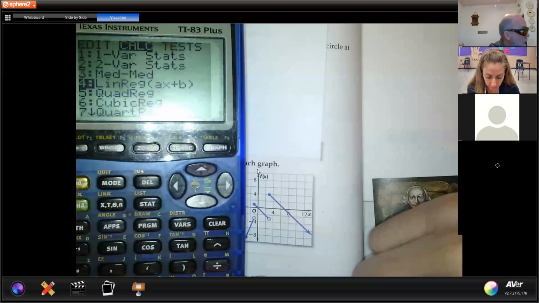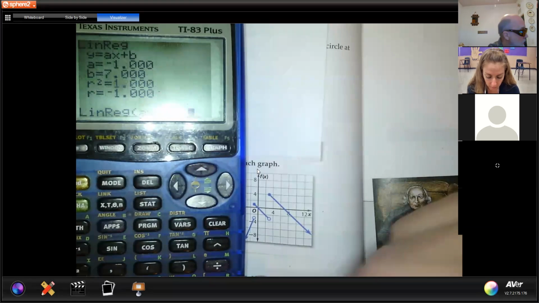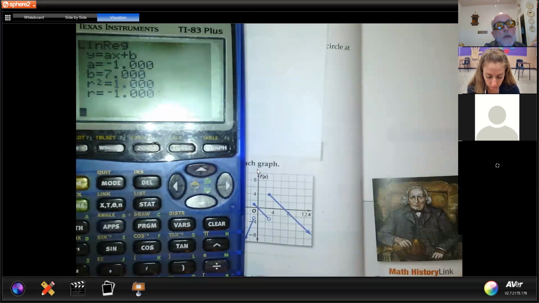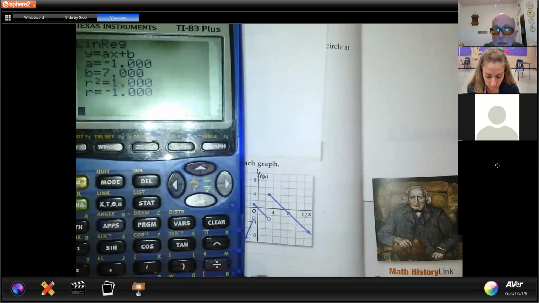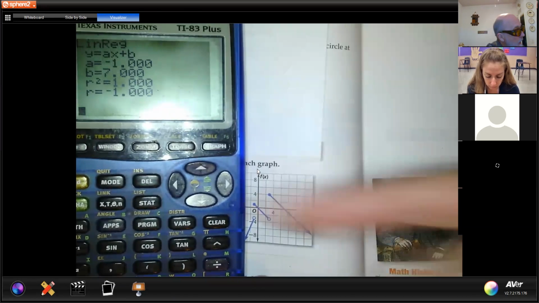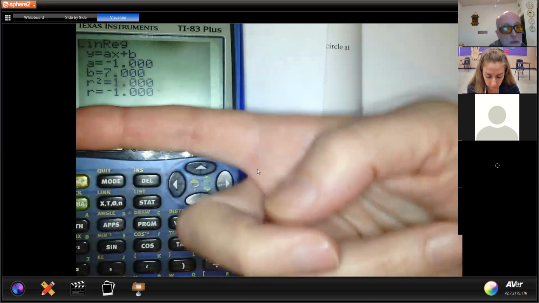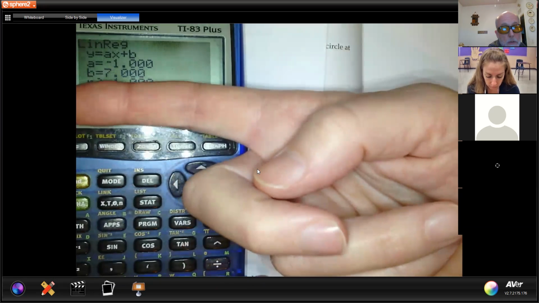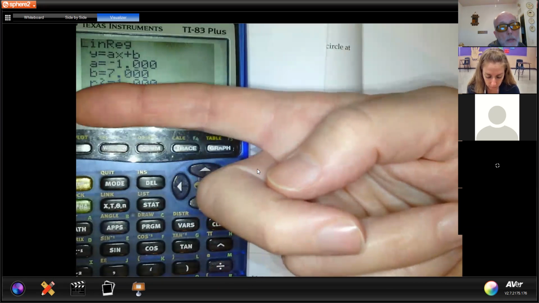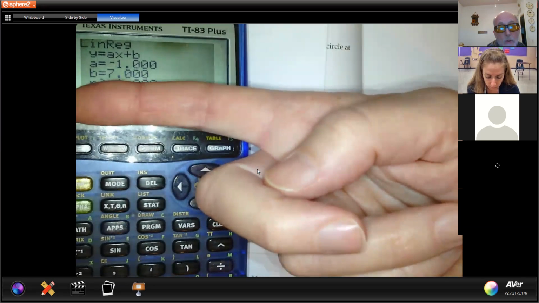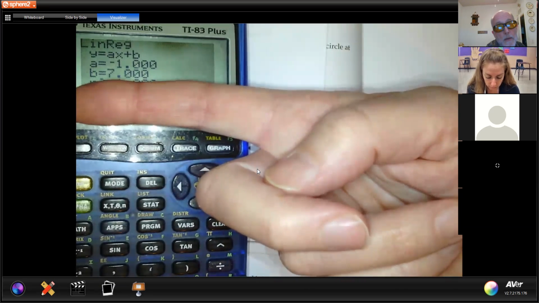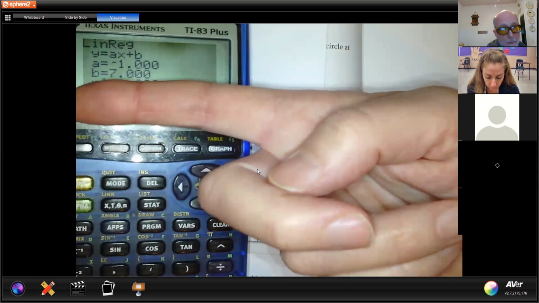Like I said, I have to hit enter twice. Okay, I hit enter twice. It tells me the equation of the line. Now my calculator has extra stuff on it, this R business. You don't need the R business. You just need the A and the B. Look what it says, Y equals AX plus B. That's MX plus B is what it should say, but they didn't put the M there.